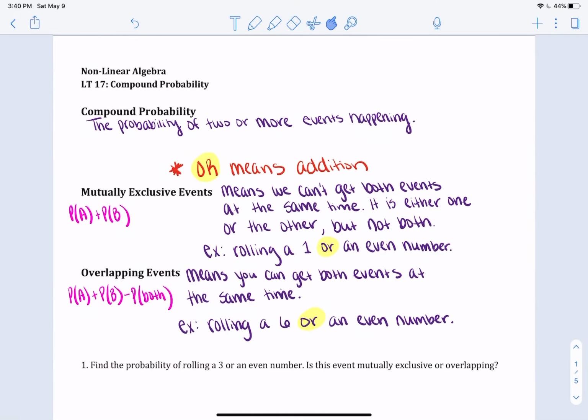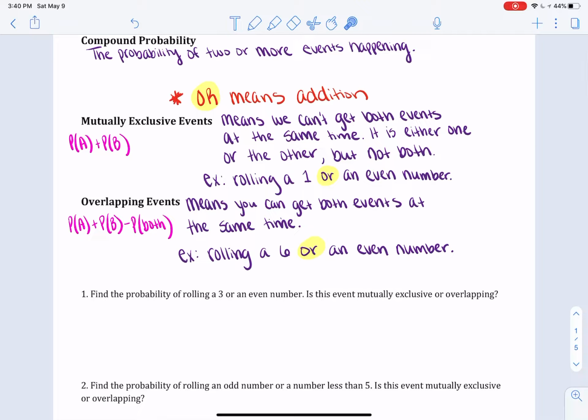Everyone, welcome to the video where we are going to be learning about compound probability. So compound probability is the probability of two or more events happening. And something to note, because this will be important throughout this lesson and later, is that when you see the "or," that means addition.